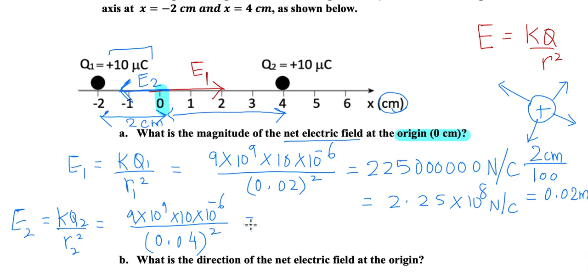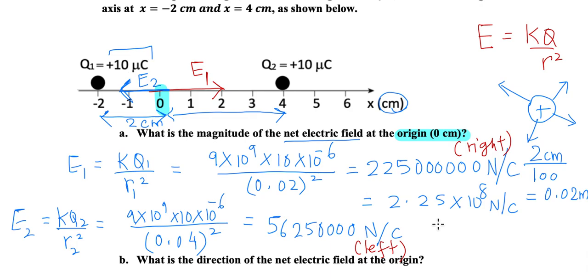Again, I'm going to use the calculator. So 9 times 10 to the power of 9 times 10 times 10 to the power of negative 6 over 0.04 squared, and that gives me the answer as 5625 followed by 4 zeros, 1, 2, 3, 4 Newton per coulomb. Okay, so now let's just write the directions also. E1 was pointing to the right and E2 is pointing to the left. You can see it in the diagram.